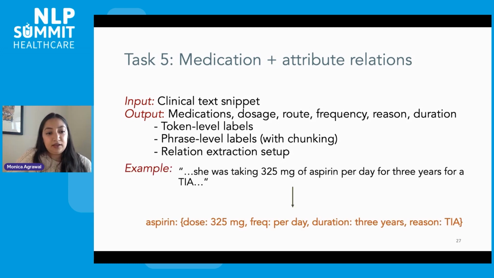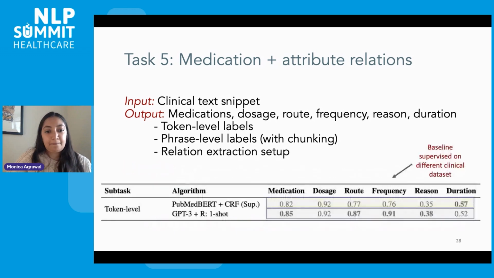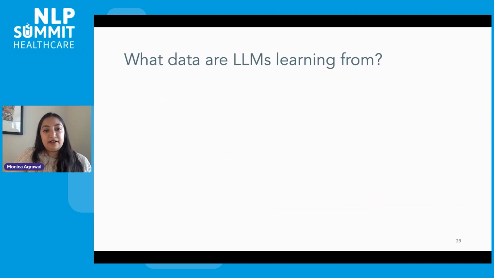each other. So an example of that relation extraction setup is something where we see what's here, where we don't just identify the aspects, but the fact that all of those go with aspirin. And what we find in green is that we can do significantly better than a baseline that was supervised on a different clinical data set, which was a PubMed BERT with a CRF on top.